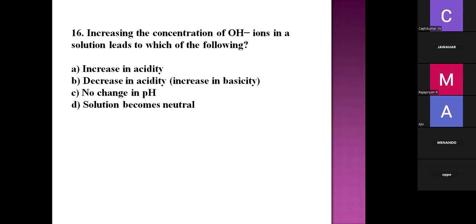The next question. Increasing the concentration of OH minus ions in your solutions leads to which of the following? Option A. Increase in acidity. Option B. Decrease in acidity, increase in basicity. Option C. No change in pH. Option D. Solution becomes neutral.